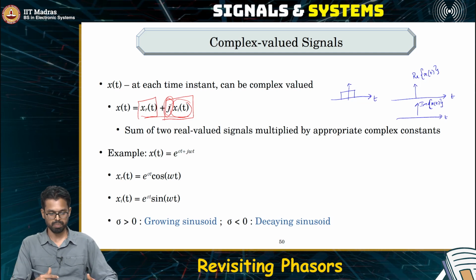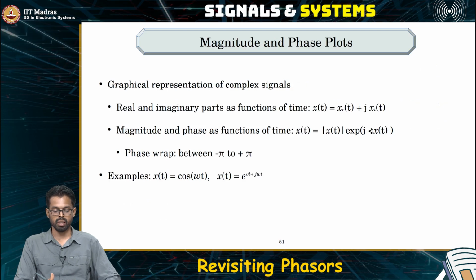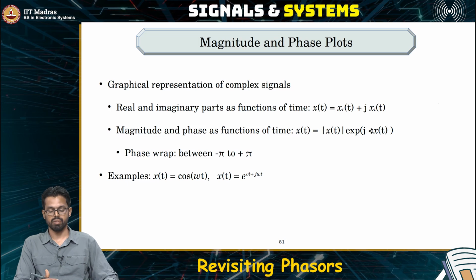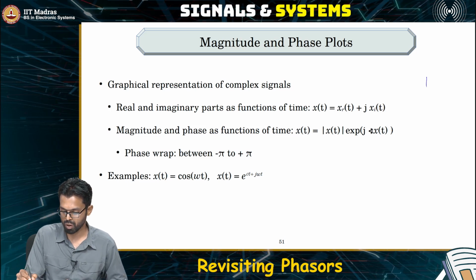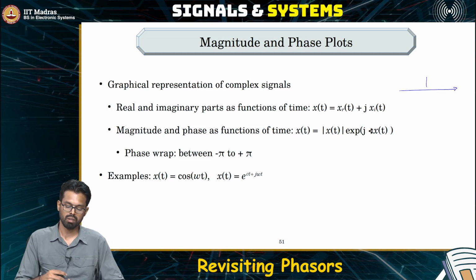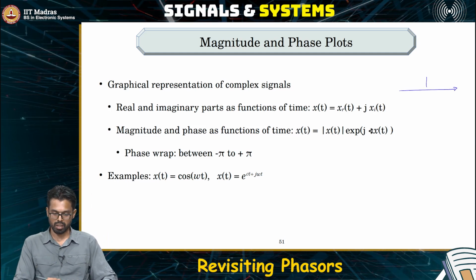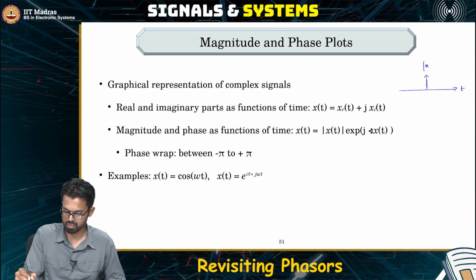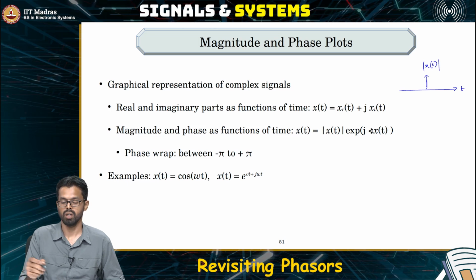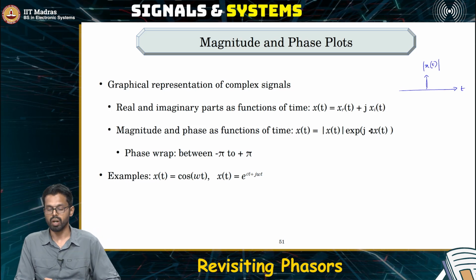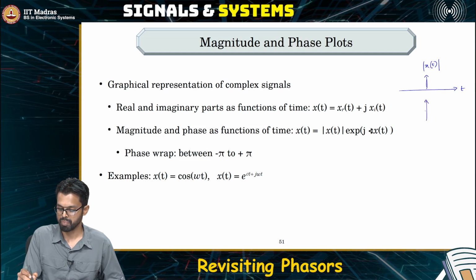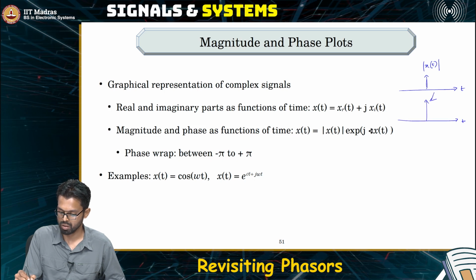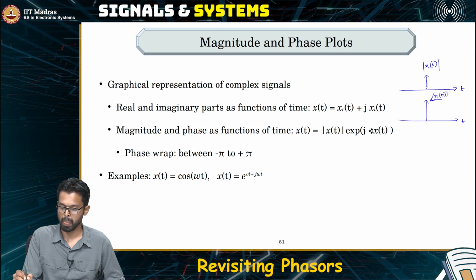There is also another way to visualize the complex valued signal, that is plotting the magnitude and the phase. So either you can plot the real part and the imaginary part separately, or you can plot the magnitude. Remember, the magnitude is always a non-negative value, and you can plot the phase of the signal with respect to time.